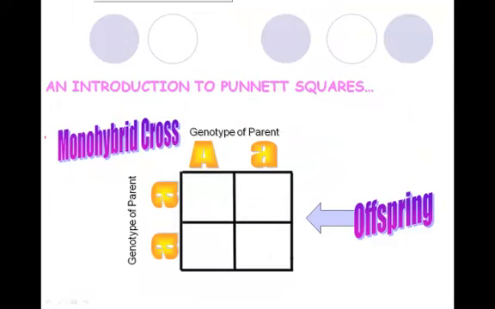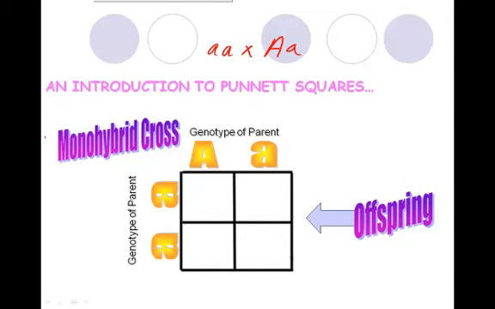Alright, we like to start with a monohybrid cross to get our Punnett square practice. Remember, mono meaning one, so we're looking at a one or single trait cross. And we have the genotypes of the parents. The parents have the following genotype: homozygous recessive crossed with heterozygous. So remember, one letter, we have one gene, uppercase dominant, lowercase recessive. The gene comes in two different forms we call alleles.